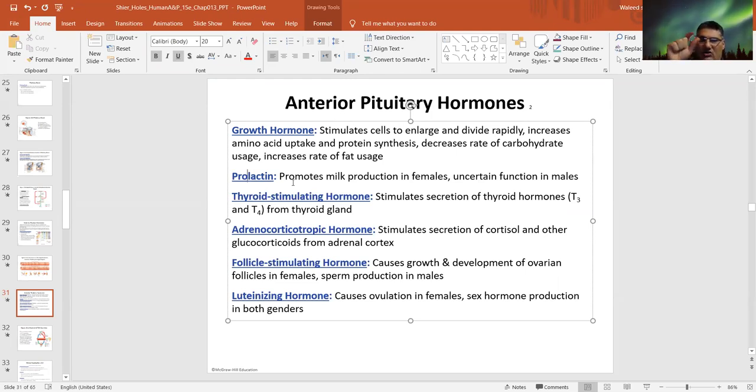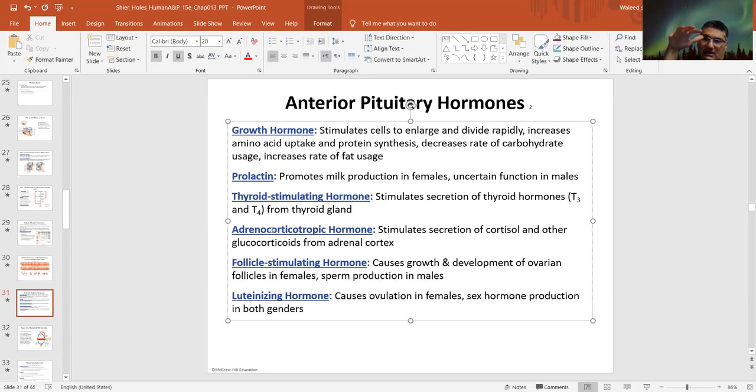Prolactin, adrenocorticotropic, adrenal cortex, the cortex, the cover of the adrenal gland. Adrenal, above the kidney. Cortex. Okay, do you guys get this idea? Adrenocorticotropic. This is a big word. No, cut it. Adreno. Ad means above. Reno means kidney. Adreno, above the kidney. Okay, so we're referring to the gland above the kidney.